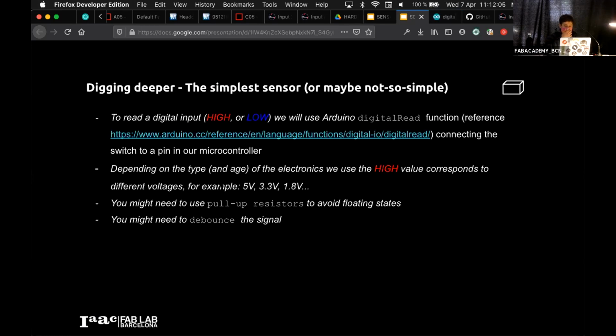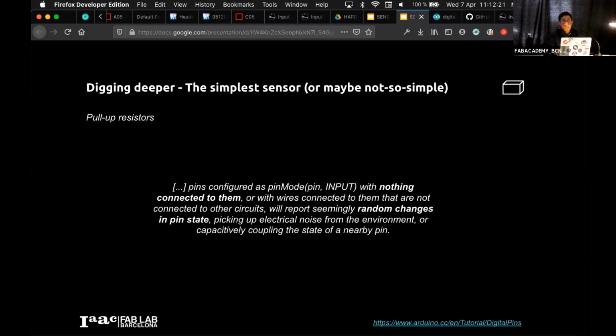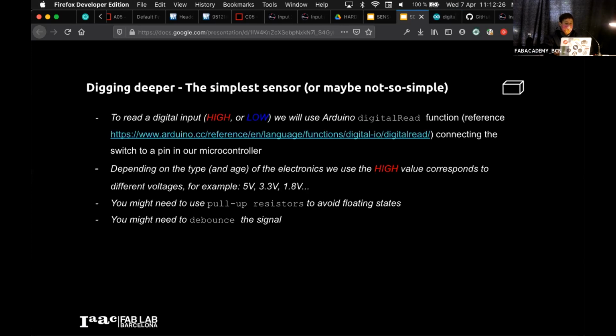Or maybe not so simple. Actually, we were talking about this a while back, and we're going to come back to this topic again. You remember this concept of the pull-up resistors that we talked about? Can anyone remind me why we use pull-up resistors when reading digital sensors?